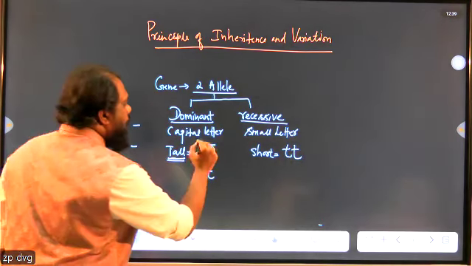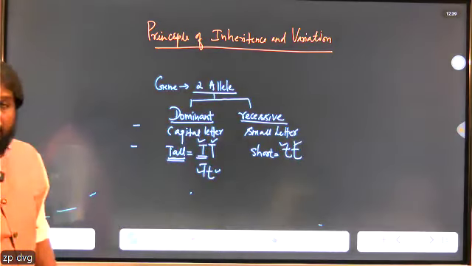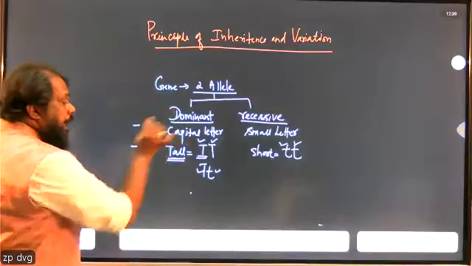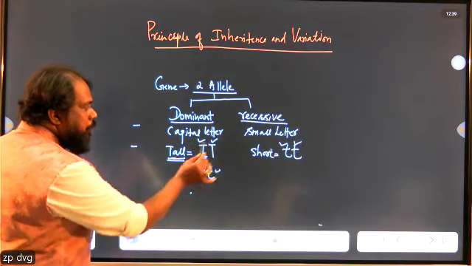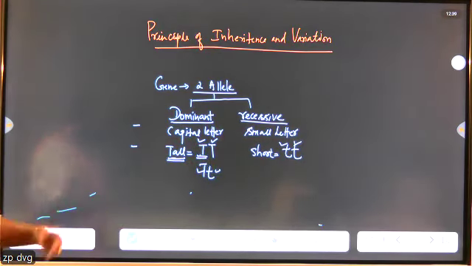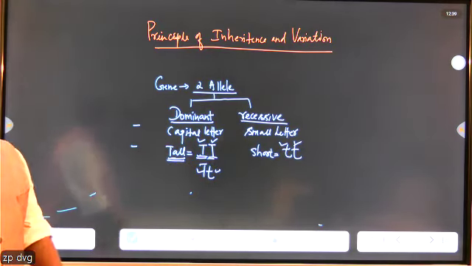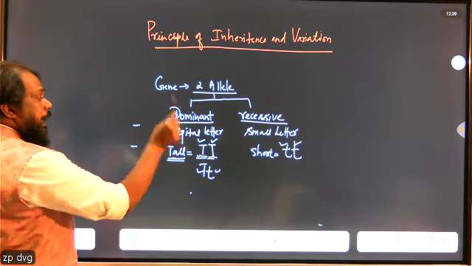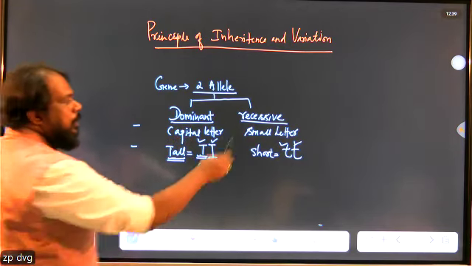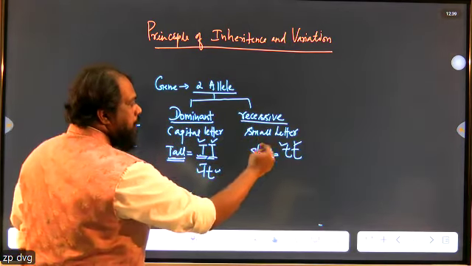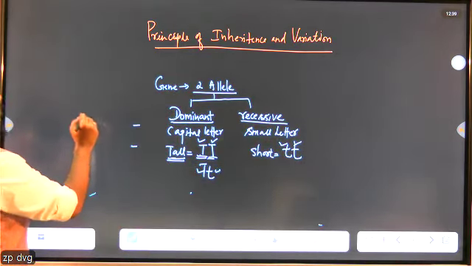Now, the question is why I am writing two times? I am writing two times because you should understand that for every character, two alleles are involved. One should come from father, the other one should come from mother. Understood? Therefore, for every character, I should write twice. Clear? So, for a dominant character, I should use a capital letter, twice. For recessive, a small letter, twice. Now, what is a dominant allele? A dominant allele will always express.